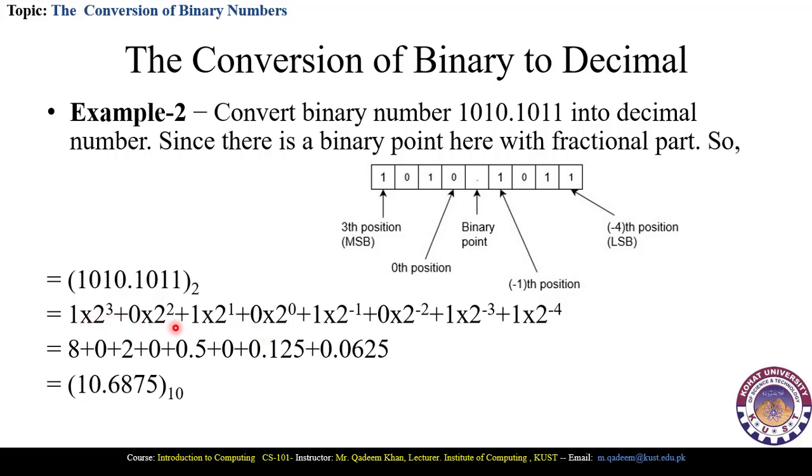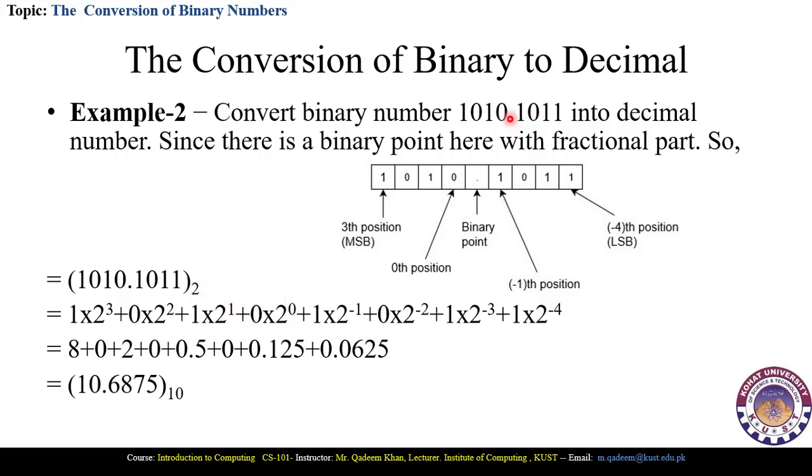Now this part of the expression before the fraction point is defined here, ending with 0 multiplied by 2 raised to the power 0. Next is plus 1 multiplied by 2 raised to the power minus 1, plus 0 multiplied by 2 raised to the power minus 2. Similarly, 1 multiplied by 2 raised to the power minus 3 and 1 multiplied by 2 raised to the power minus 4.